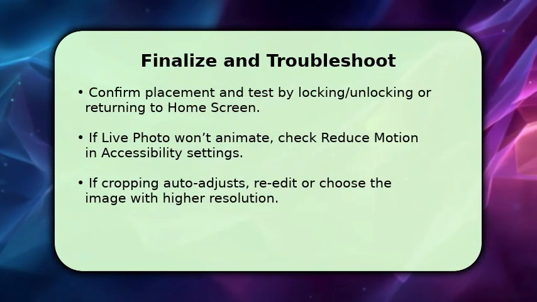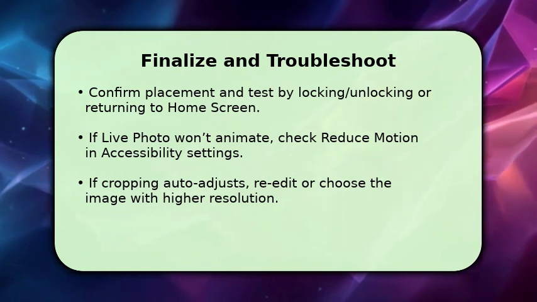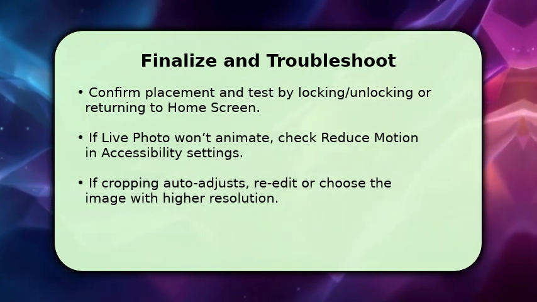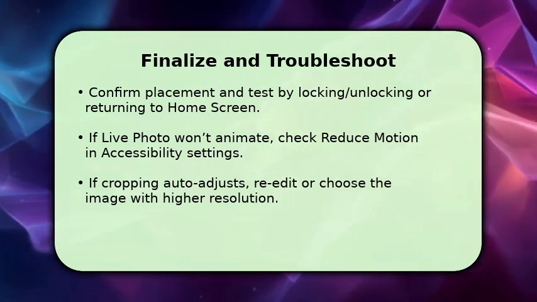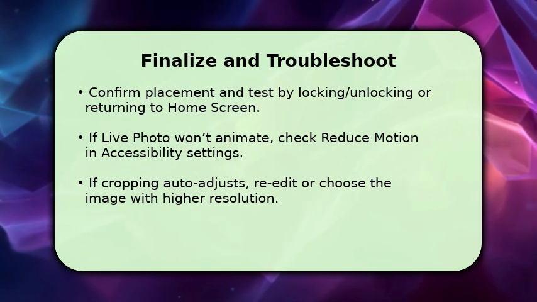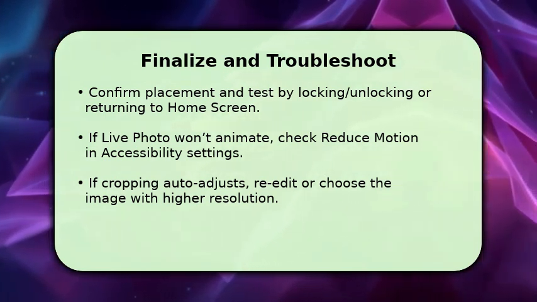Finish by confirming the wallpaper appears correctly. Lock the phone and wake it to check the lock screen, then view the home screen to verify icon contrast. If the live photo fails to animate, make sure Reduce Motion is off in Accessibility. That setting suppresses parallax and live effects.